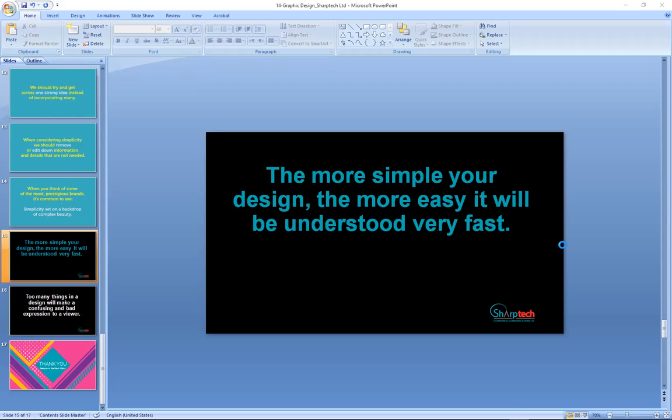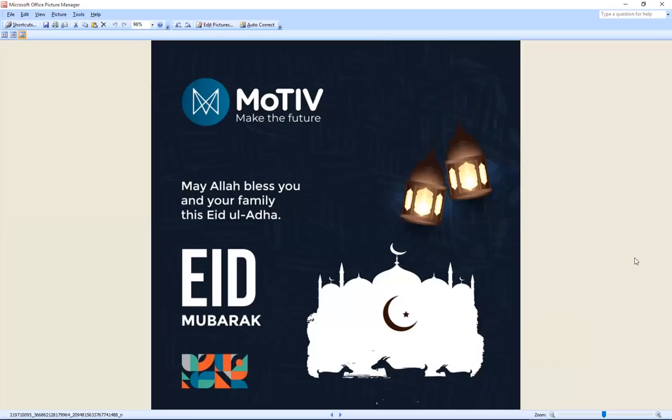So let me share the... So are you seeing this design? It is the design I did, motif. Have you ever seen this design? When you look at this design, is it complex or is it simple? It's simple. Why do you say it is simple?